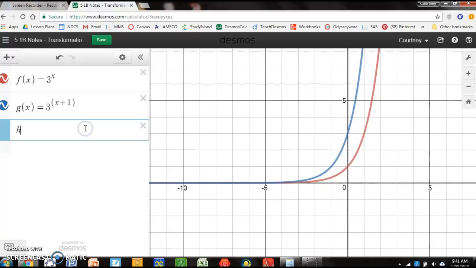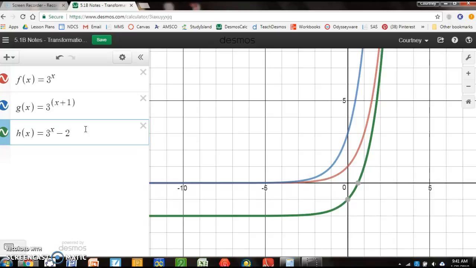So let's take a look then at h of x. So h of x, from our notes, said we had 3 to the x, and then we subtracted 2. So here you can see we've taken that red, remember red is our original, we've taken the red function and we've shifted it down 2 units.